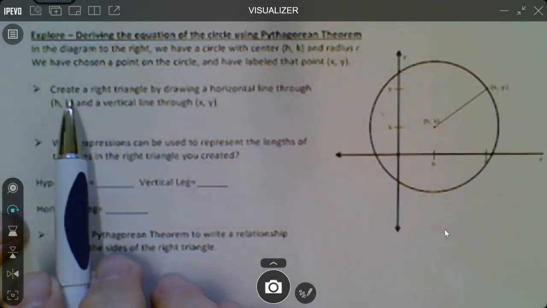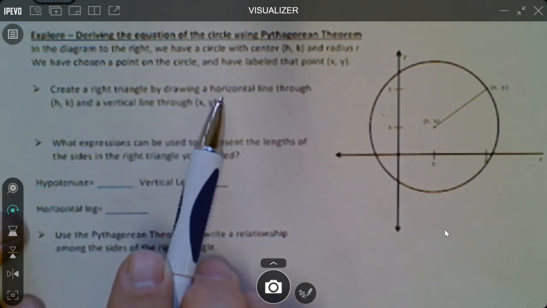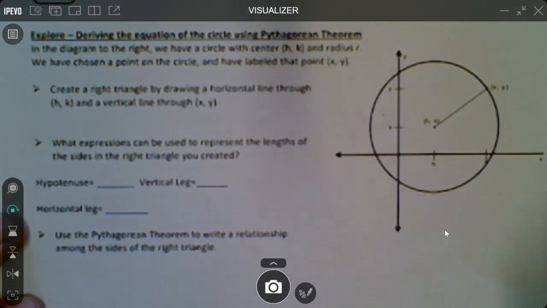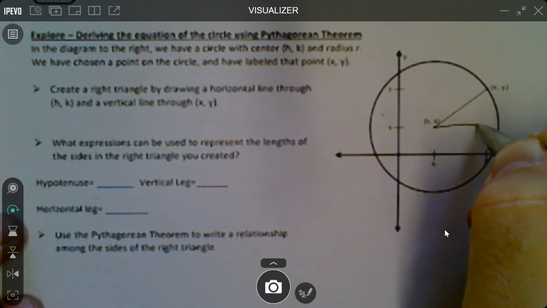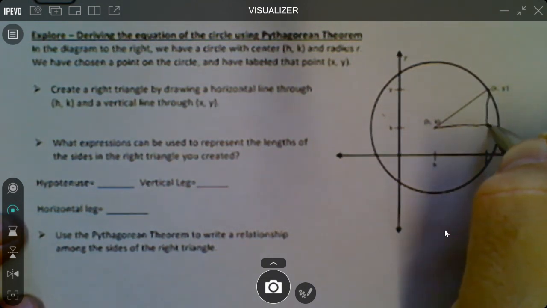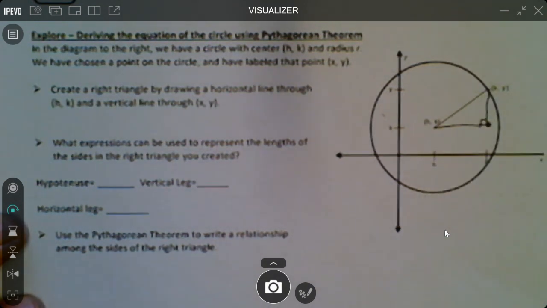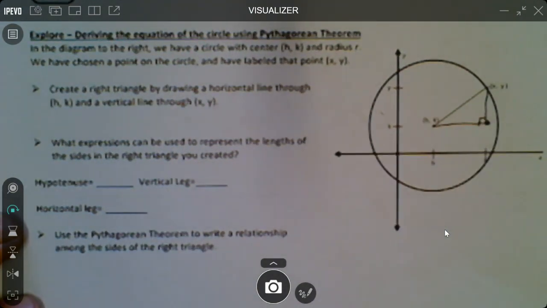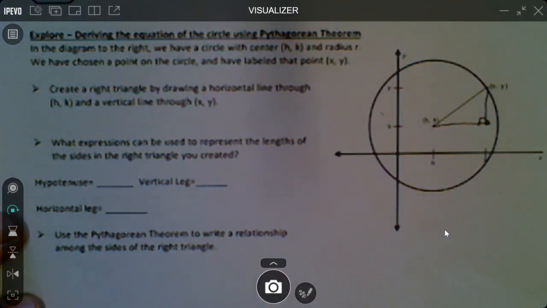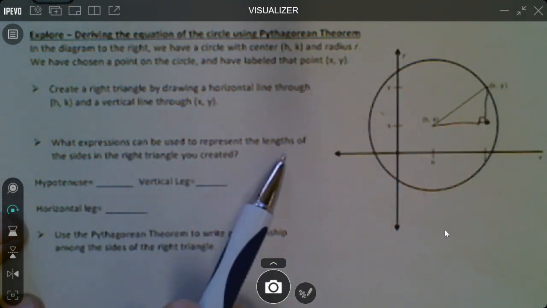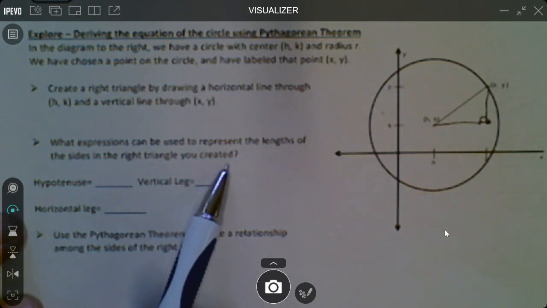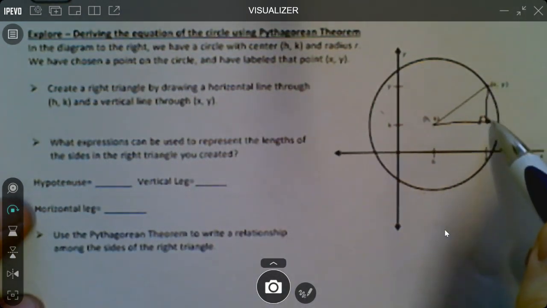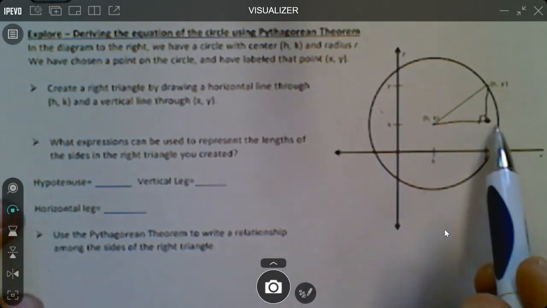All right, so the first thing we're told to do is create a right triangle by drawing a horizontal line through (h, k) and a vertical line through (x, y). So basically, we're trying to draw this right triangle here. And there you go. There's your right triangle. Horizontal through the center, vertical through the random point (x, y), and we're guaranteed a right triangle there. Now, what expressions can we use to represent the lengths of the sides of the right triangle we created? So the hypotenuse is here, the vertical leg is here, and of course the horizontal leg is here.